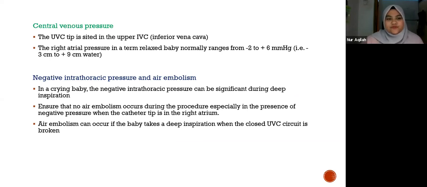So there is an issue with umbilical vein catheterization, and that is related to air embolism. It is mentioned that when a baby cries, there will be negative intrathoracic pressure, and this can be significant during deep inspiration. In a crying baby with negative intrathoracic pressure and deep inspiration, there is a higher risk of air embolism. This is because there is a higher gradient between the atmospheric pressure and the intrathoracic pressure, so air can embolize with higher risk. So we should be careful if we are to perform umbilical vein catheterization in a crying baby.